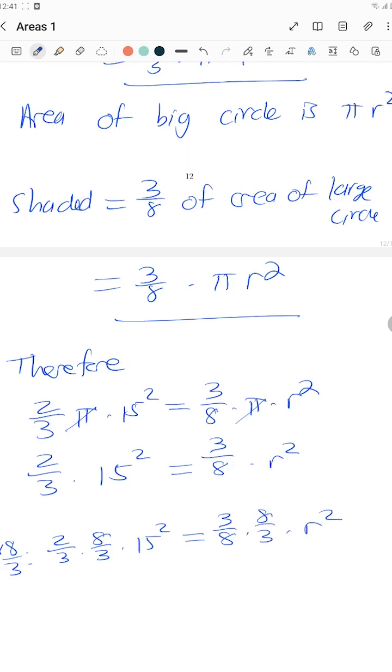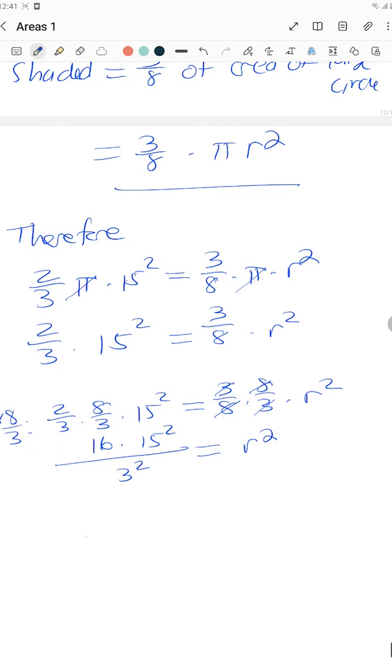Maybe you are doing the algebra a little bit differently to what I am, but I want to demonstrate why multiplying both sides by 8/3 works, because that 8 at the top and that 8 at the bottom cancel, that 3 at the top and that 3 at the bottom cancel, so 3/8 times 8/3 becomes 1. So on the right hand side we have R squared. On this side we have the following. We have 2 times 8, which is 16, times 15 squared. 3 times 3 can be written as 3 squared.